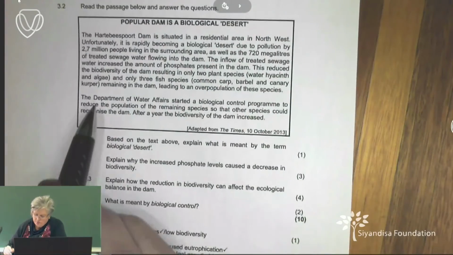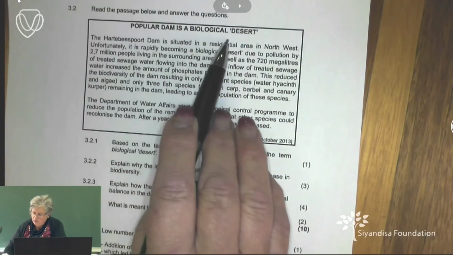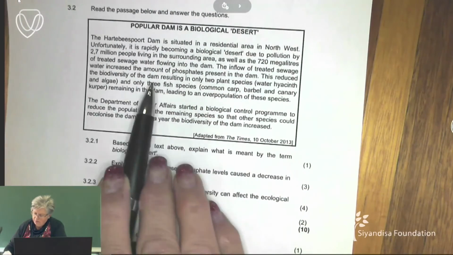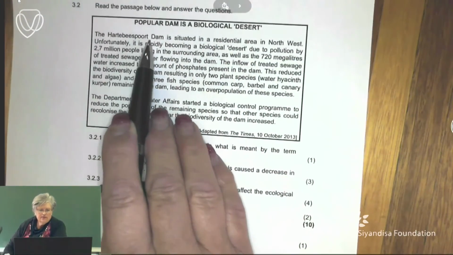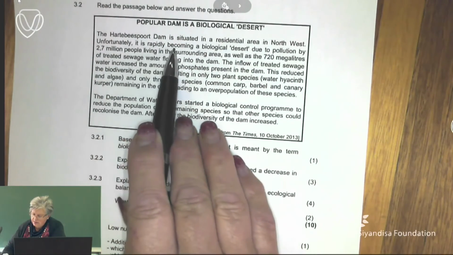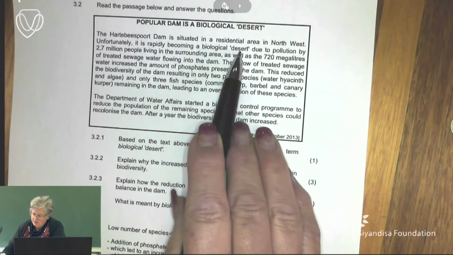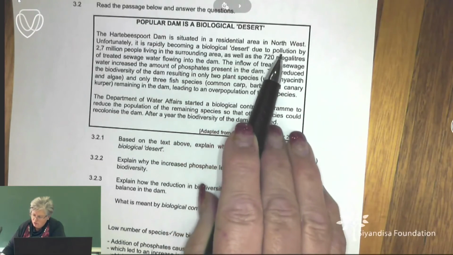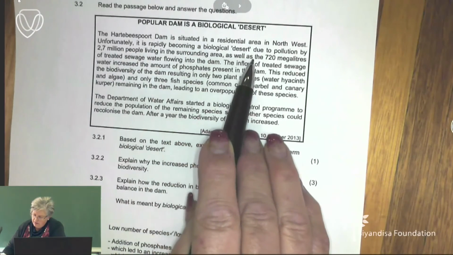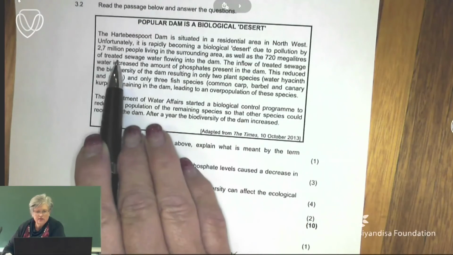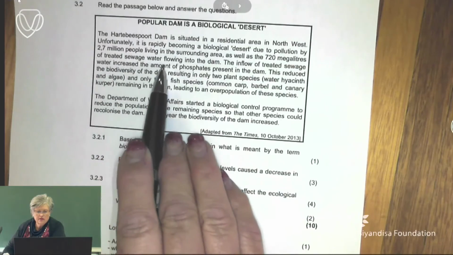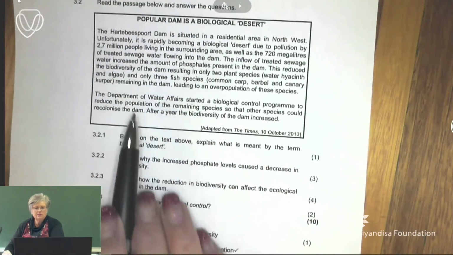Let's look at this one. This one says Hartbeespoort Dam is a biological desert. Now it talks about Hartbeespoort Dam, situated in a residential area in the North West province. Unfortunately, it is rapidly becoming a biological desert due to pollution by 2.7 million people living in the surrounding area, as well as 720 megalitres of treated sewage flowing into the dam. The inflow of treated sewage increases the amount of phosphates, and this reduces the biodiversity.